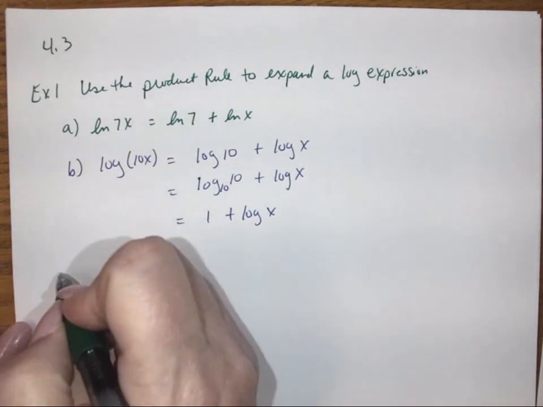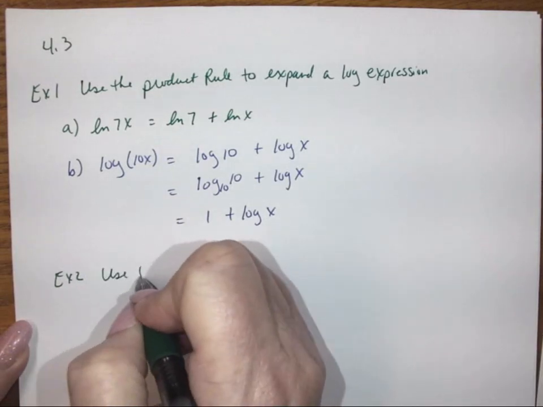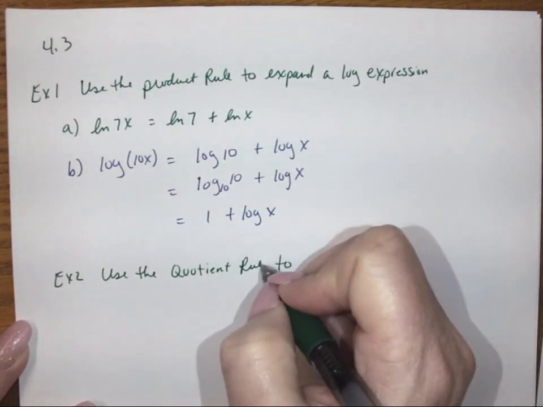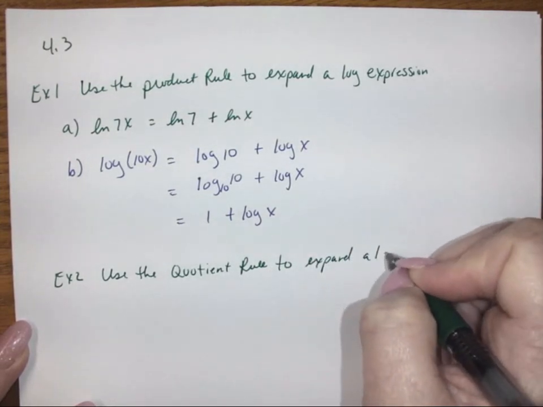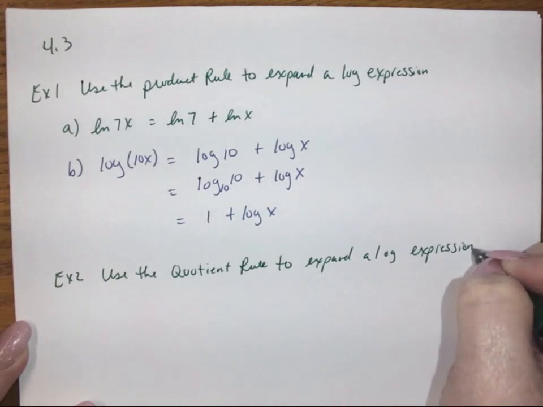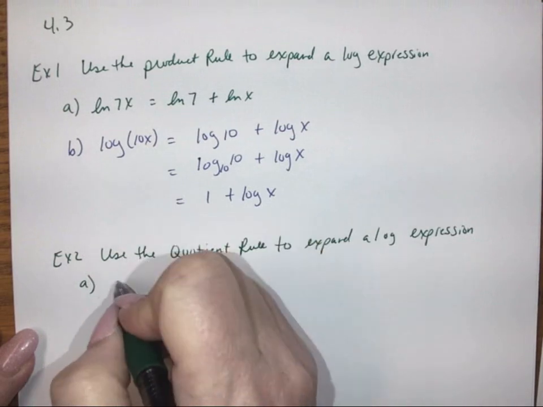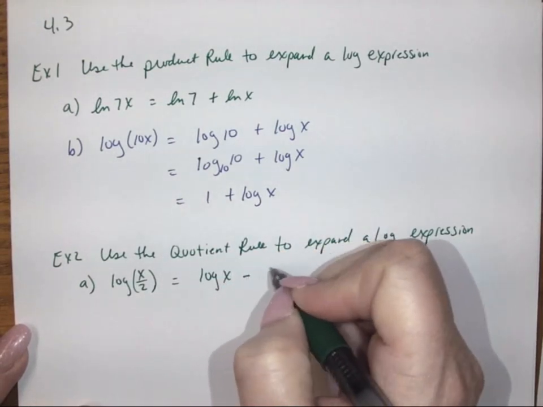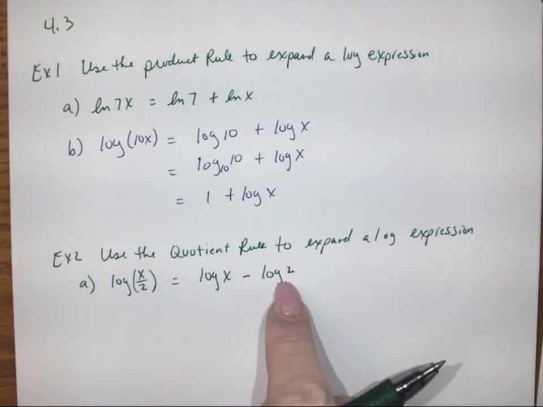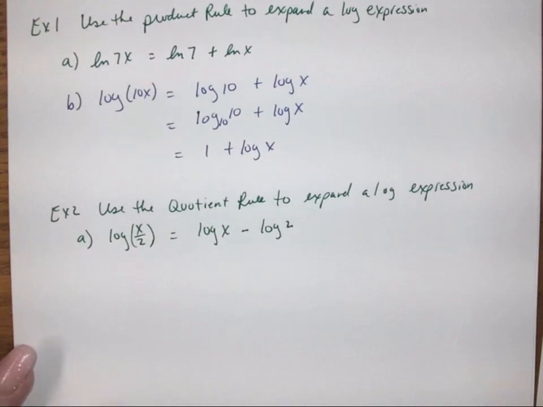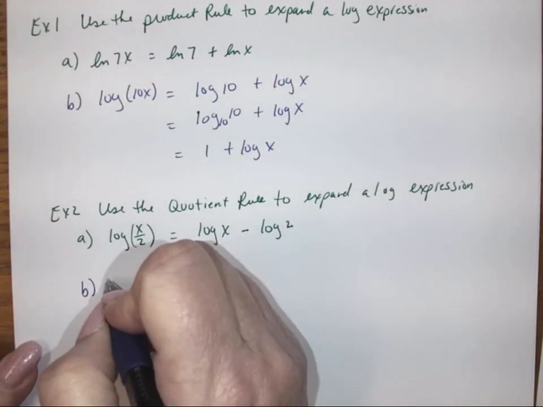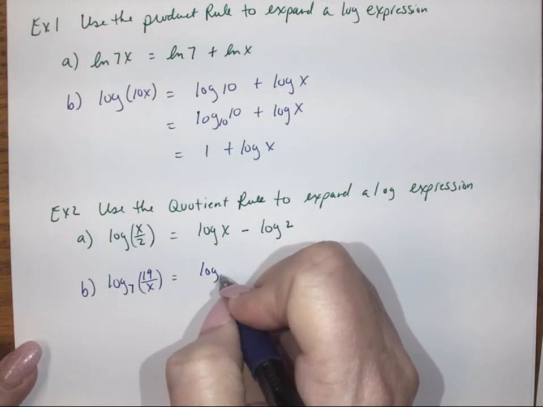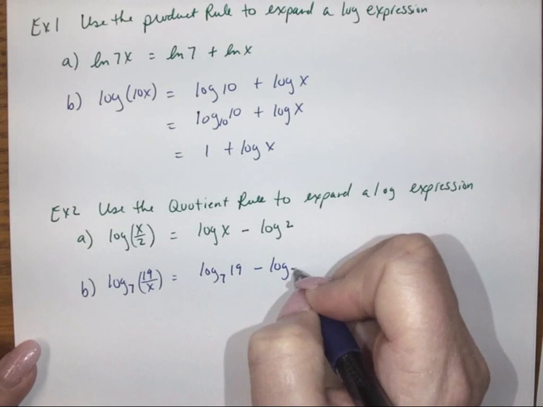All right, let's look at example 2. For example 2, we're going to use the quotient rule to expand a log expression. So part A, if we have the log of x divided by 2, this will be the log of x minus the log of 2. This is a base 10, so we don't have to worry about it reducing down. All right, let's look at B. If we have the log base 7 of 19 over x, then we have the log base 7 of 19 minus log base 7 of x.